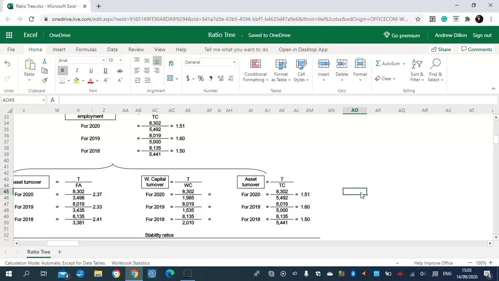Good. So hope you all enjoy that so far. So I'll continue and go down, finish up the ratio tree spreadsheet in the next video.